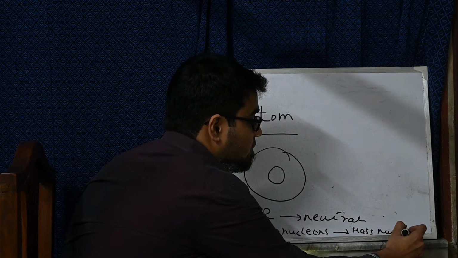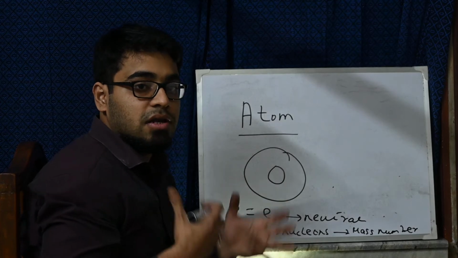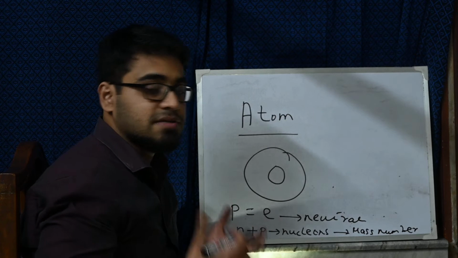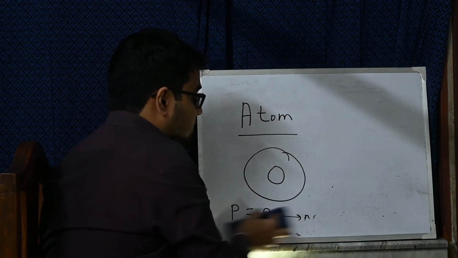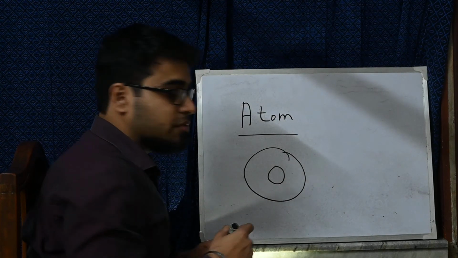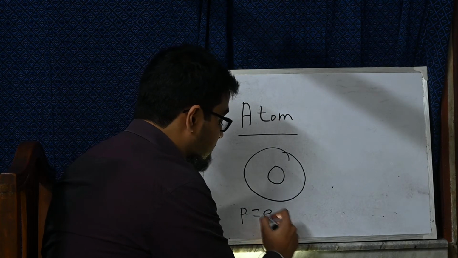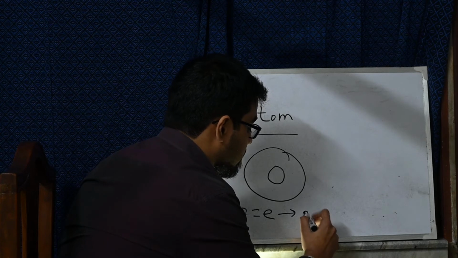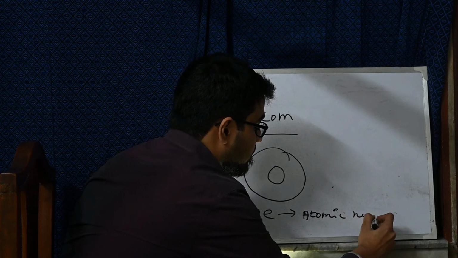This is very important when you are trying to represent an element. When you are learning the language of chemistry, how do we represent an element? So this mass number has a very important role to play. There is another small thing besides mass number. It is called the atomic number. What is it? The atomic number is actually equal to the number of protons or the number of electrons in an atom. That is the atomic number.